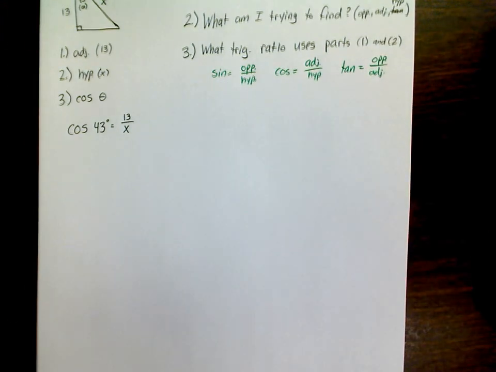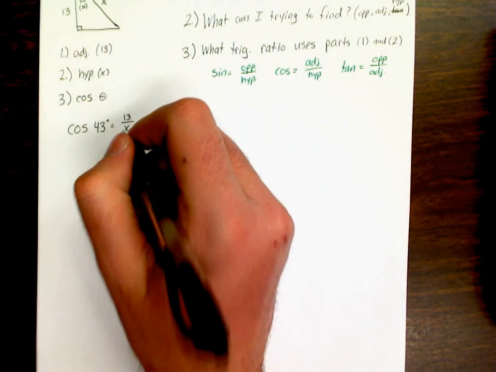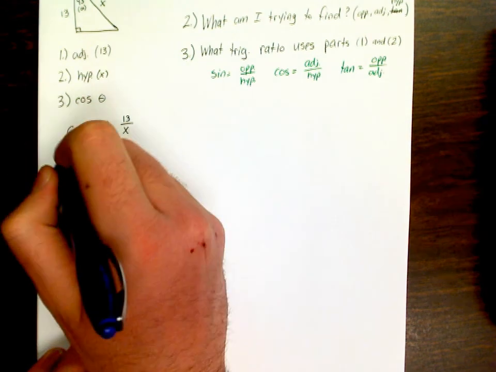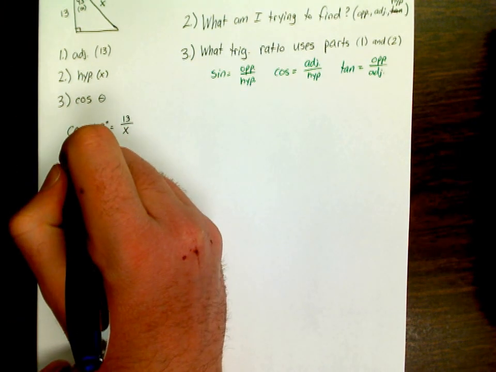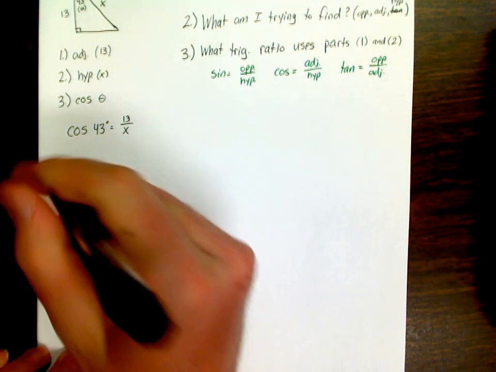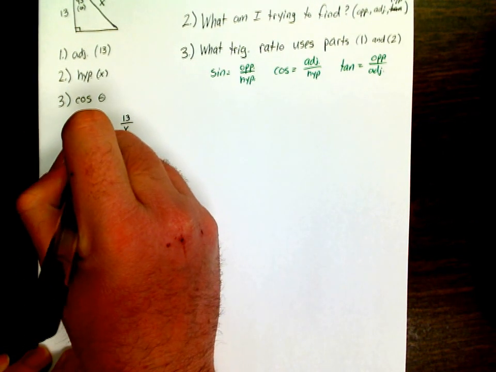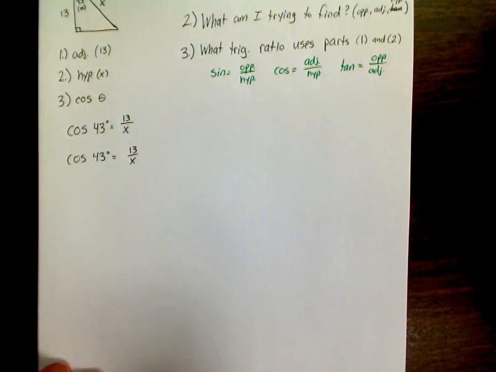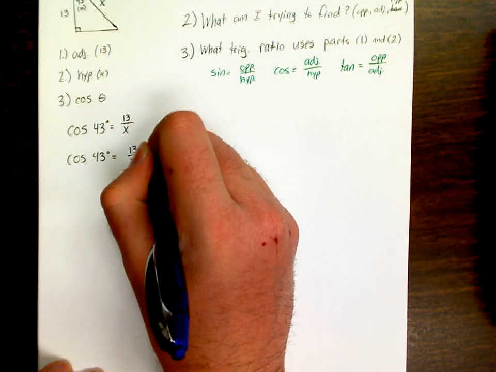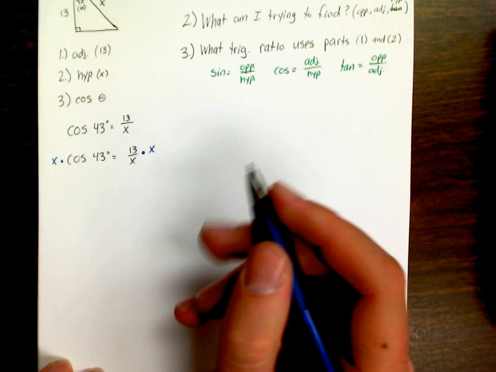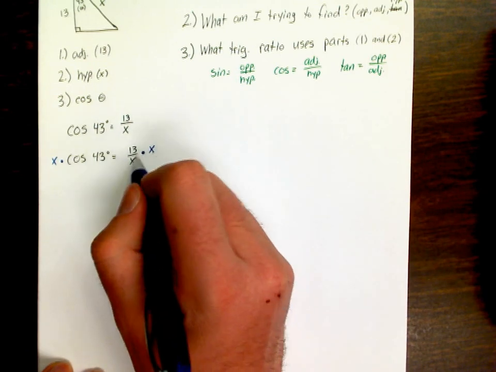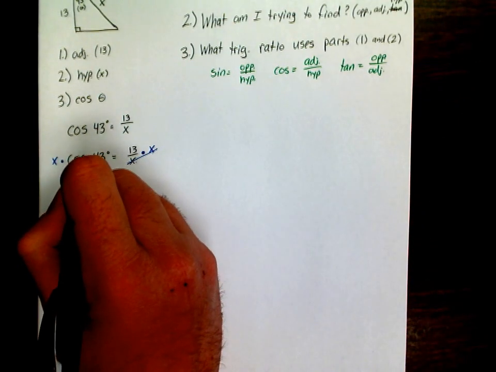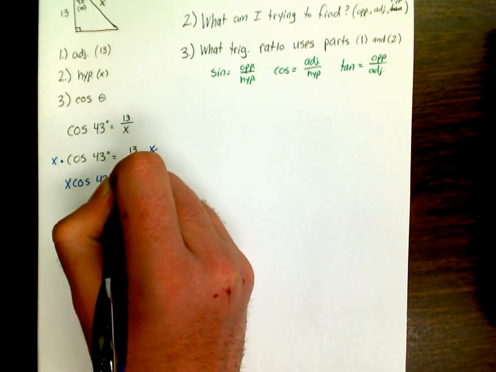Instead, what I need to do is just a little bit of algebra. How do I get something out of the denominator of a fraction? Well, I multiply by it on both sides. So this was my initial setup. Let's leave that alone and do this again. Cosine 43 degrees equals 13 over x. So I'm going to multiply both sides here by x. If I multiply by something I'm dividing by, those cancel out. So I am left with x times the cosine of 43 degrees is equal to 13.